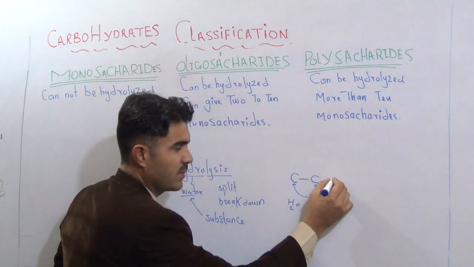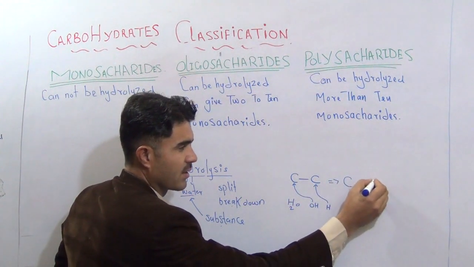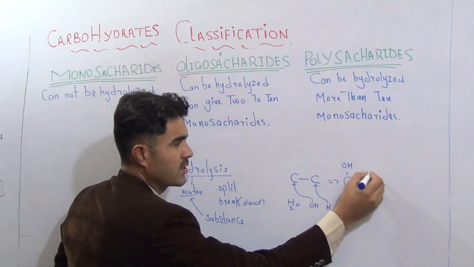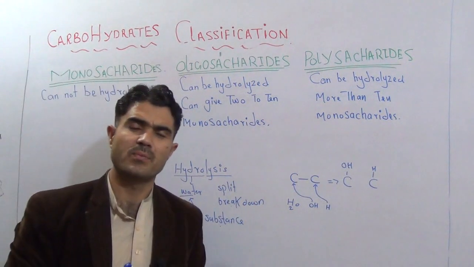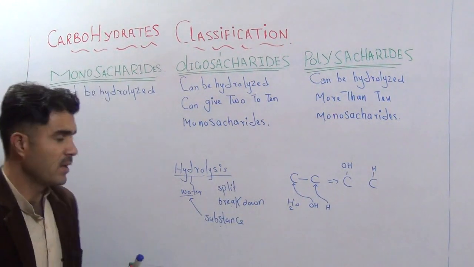As a result, what will happen? One carbon will be separated from another carbon. This OH and here H will come. So this was just an idea of how a molecule is broken with the help of hydrolysis.